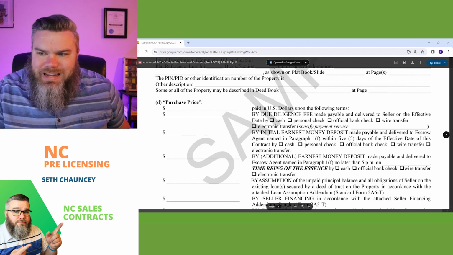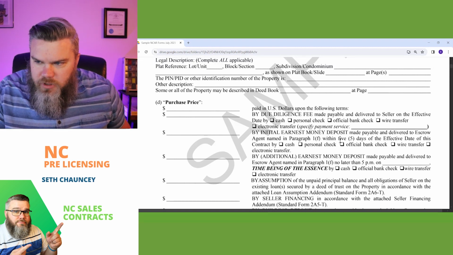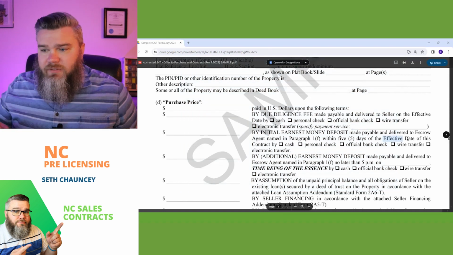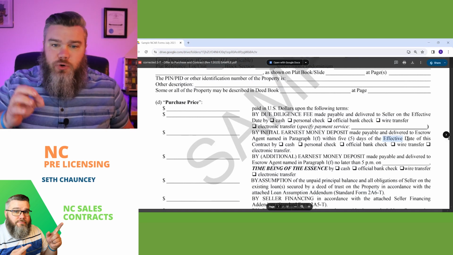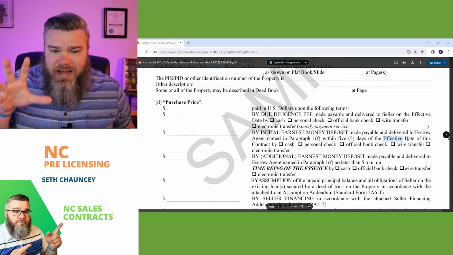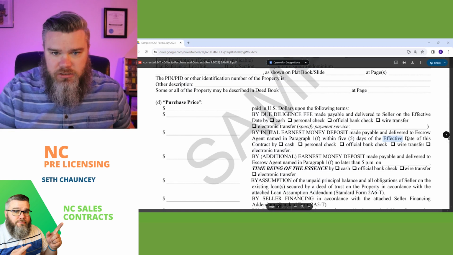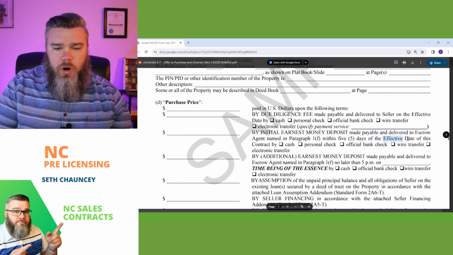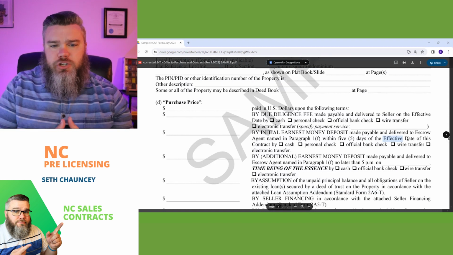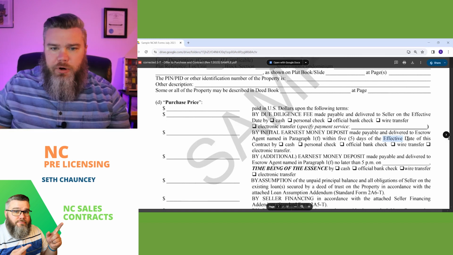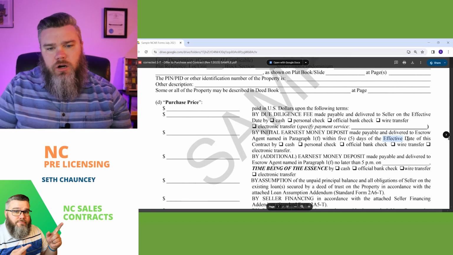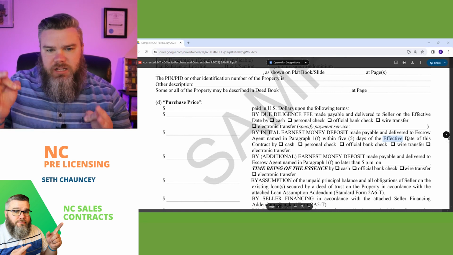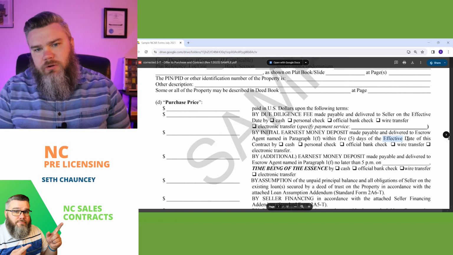So notice when it is due. Earnest money is due within 5 days of the effective date. Now here's the big difference. Due diligence fee at the time of the contract is paid to the seller. The earnest money deposit is paid into an escrow account where some third party is holding on to it in case the buyer breaches. So it's earnest money sitting in an escrow account. If you mess up, this is liquidated damages the seller is entitled to, Mr. and Mrs. Buyer.